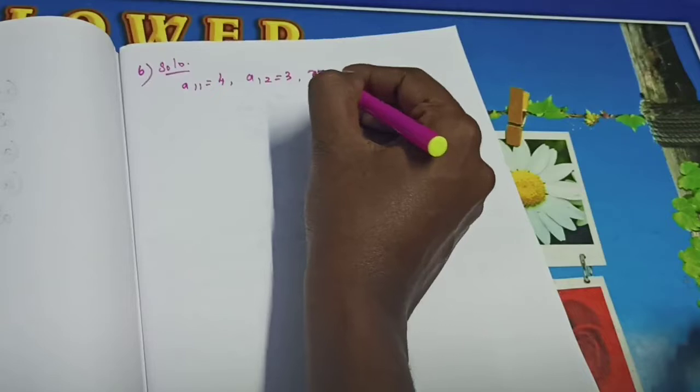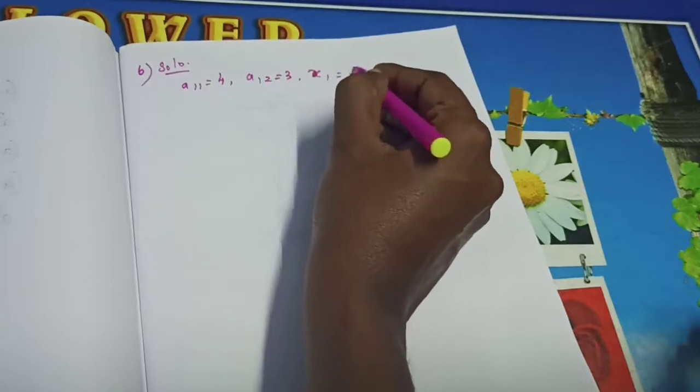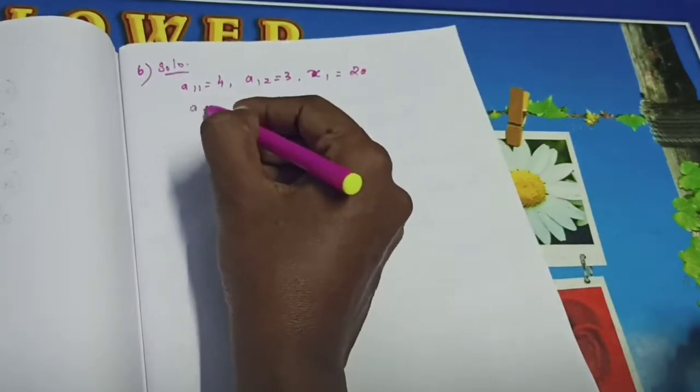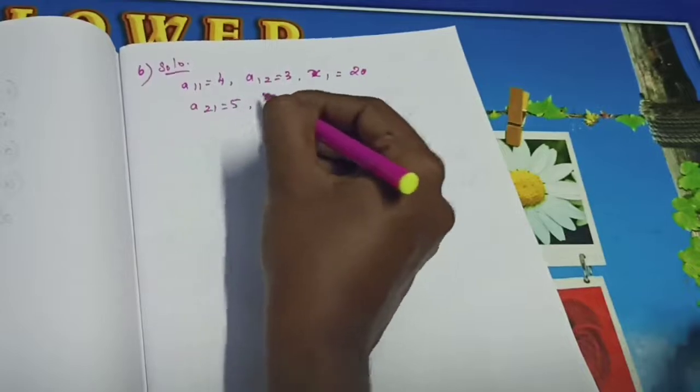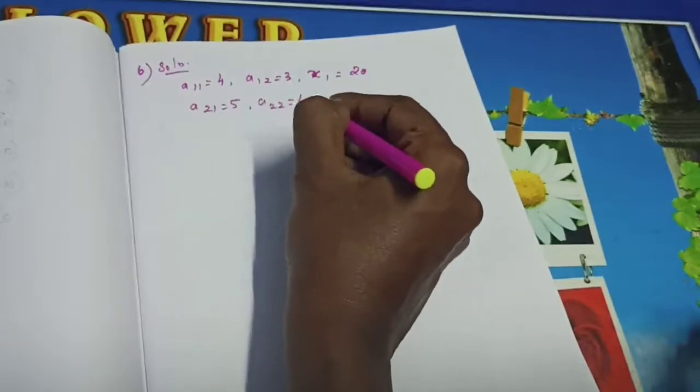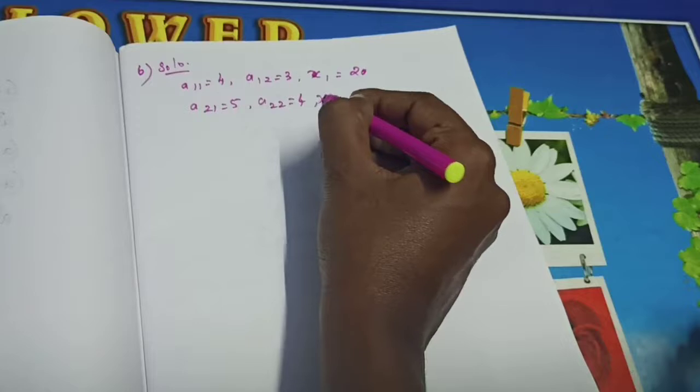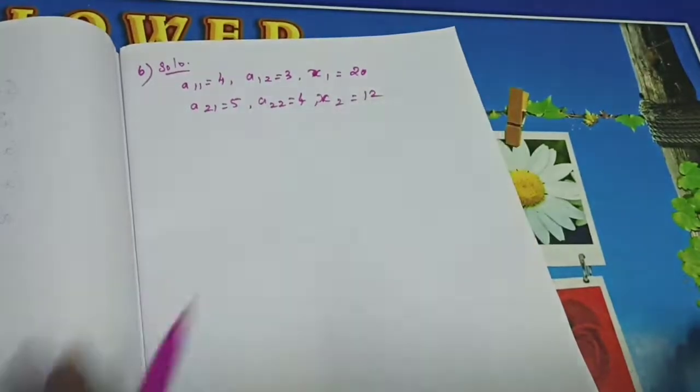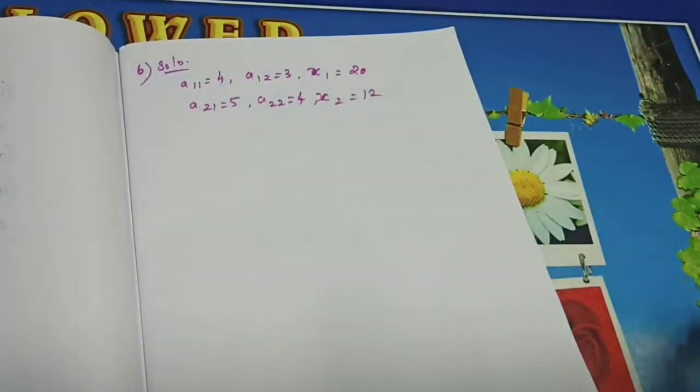Then X1 value is given as 20. Then A21 value is given as 5. A22 value is given as 4. X2 value is given as 12. Okay. Now how will you find the technology matrix?